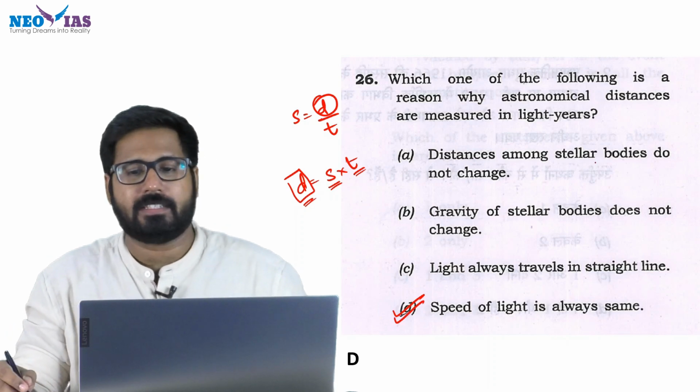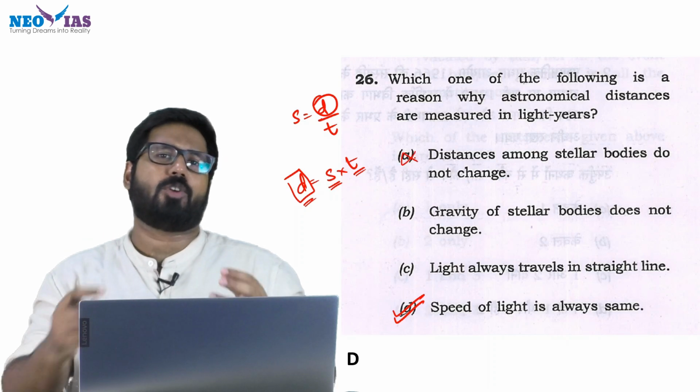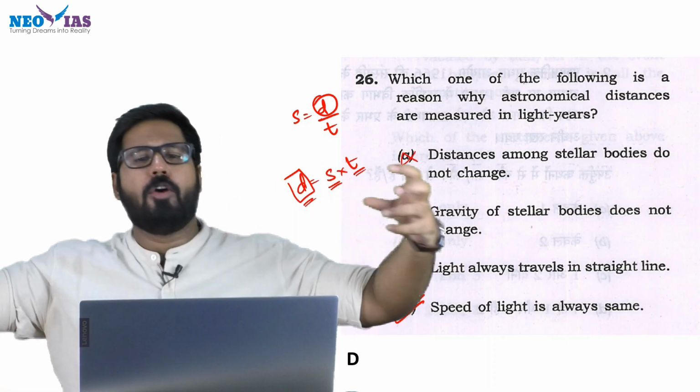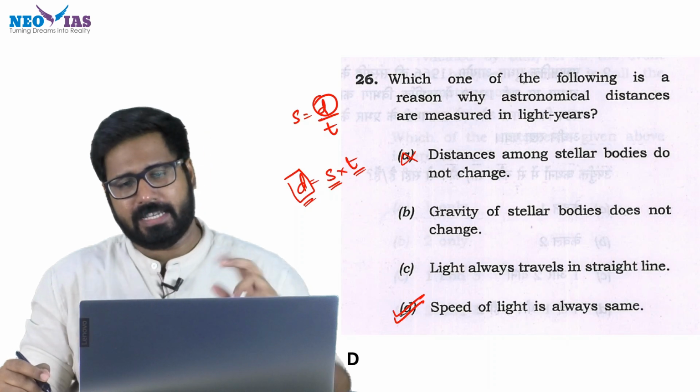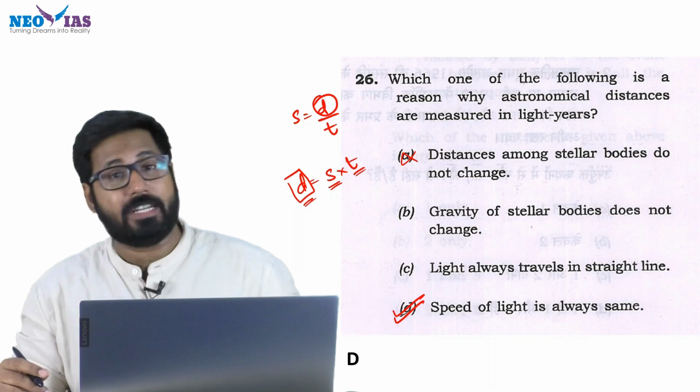See, distances among stellar bodies do not change. This you can easily eliminate because obviously you know that planets and stars are moving away from each other. The second statement says gravity of a stellar body does not change. No, it is not necessarily so.